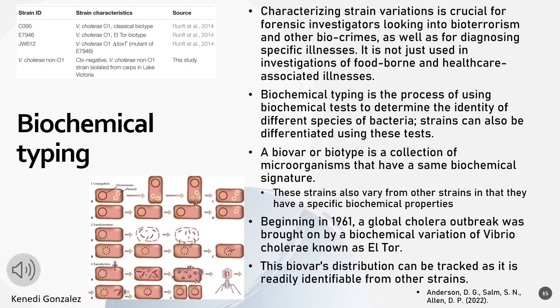Biochemical typing is the process of using biochemical tests to determine the identity of different species of bacteria. Strains can also be differentiated using these tests. A biovar, or biotype, is a collection of microorganisms that have the same biochemical signature. These strains also vary from other strains in that they have specific biochemical properties. Beginning in 1961, a global cholera outbreak was brought on by a biochemical variation of Vibrio cholerae known as El Tor. This biovar's distribution can be tracked as it is readily identifiable from other strains.